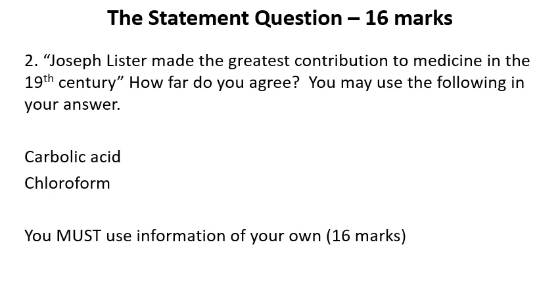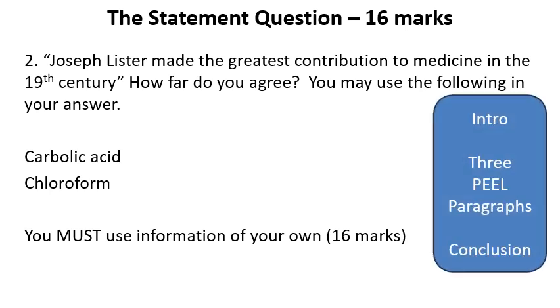And it gives you some examples to use. You may use the following in your answer: carbolic acid, chloroform, and something else. Okay, that's what it means by refer to information of your own. The way I would do it is to have an introduction to kind of set the scene, get some context about what the problems were in medicine in the 19th century, PEEL a paragraph about carbolic acid, PEEL about chloroform, and then PEEL about something else.